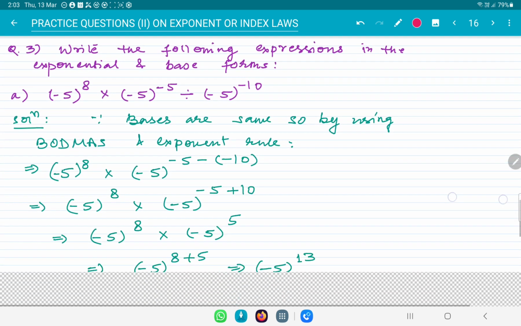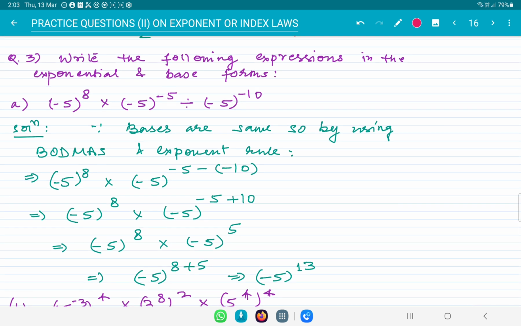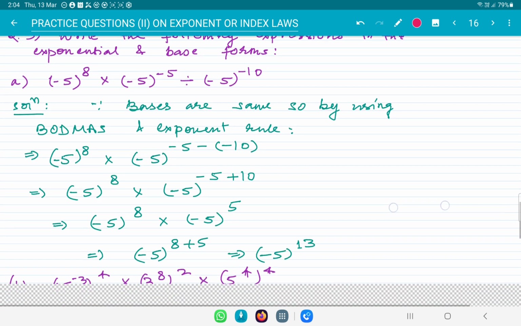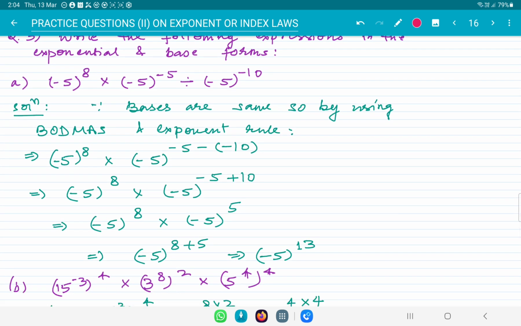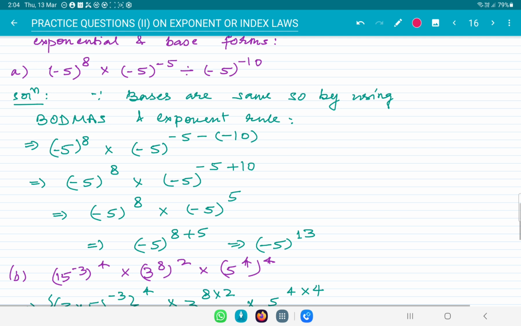Now see the next question. Write the following expression in exponential and base form. Okay, exponential means you have to write in power form, and base form means you have to give emphasis on the base also. So see here, first question: minus 5 raised to the power 8, minus 5 raised to the power minus 5, divided by minus 5 raised to the power minus 10. You are seeing what the base is. So the base is minus 5, and this base is the same everywhere.